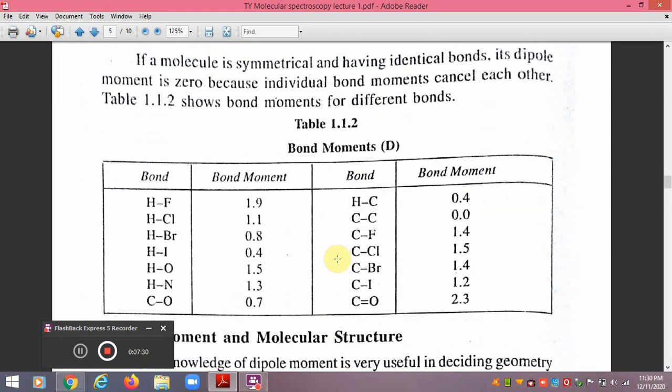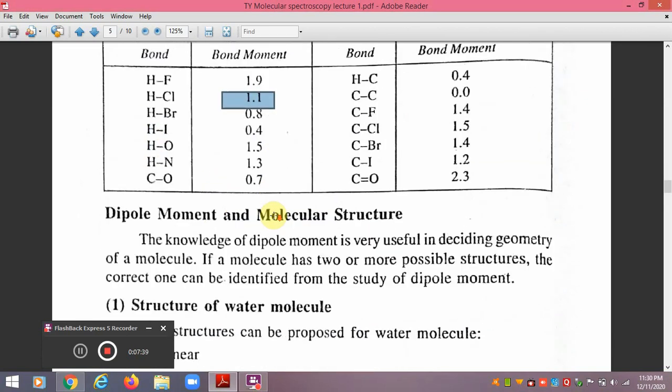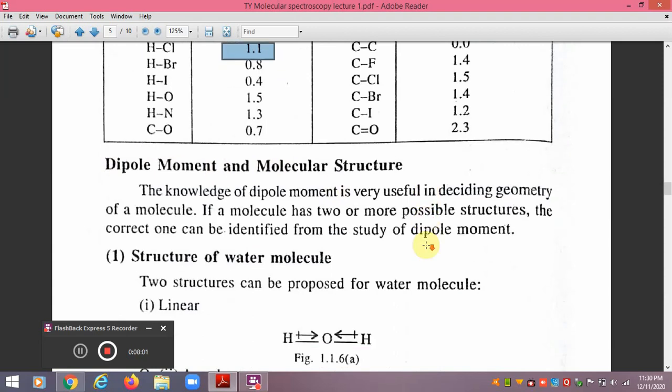There are some bonds with their bond moments. Definitely here the HF bond has a greater bond moment than HCl, which has 1.1. This dipole moment is very important in order to determine the correct structure of a molecule. If the molecule has two or three possible structures, then the correct structure can be identified with the help of the concept of dipole moment.